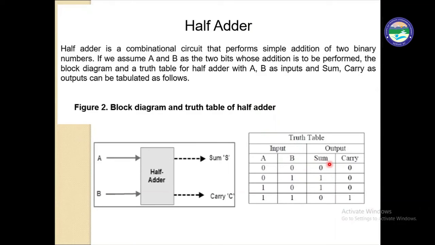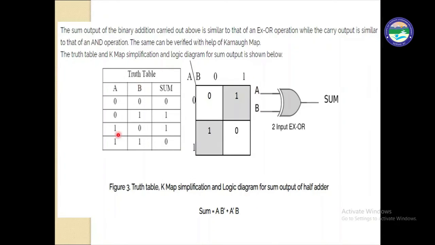Basically, a half adder is used to add two binary numbers. So this is the truth table for the sum operation. By solving the Karnaugh map, we will find the logic diagram of the half adder. This is the Karnaugh map for the sum operation of a half adder, and we'll write down the ones here and here. By solving this Karnaugh map, we get the sum expression as A B bar plus A bar B, and this is the operation of an XOR gate. So for half adders, the sum operation will be given by a two input XOR gate.